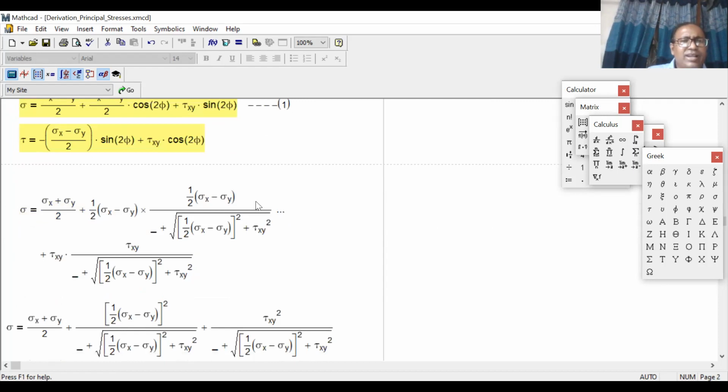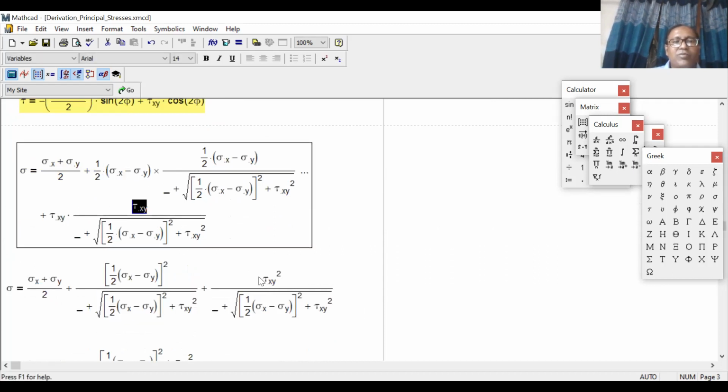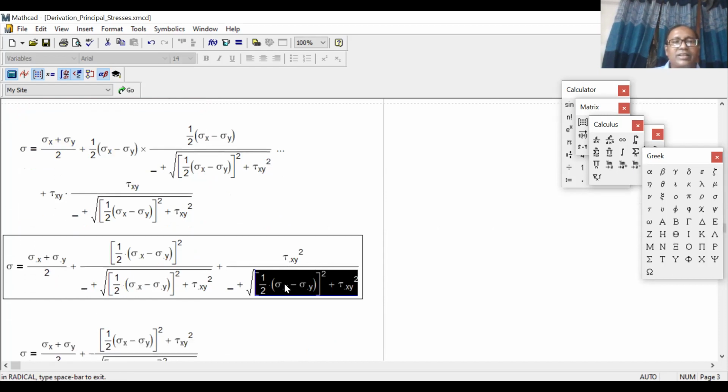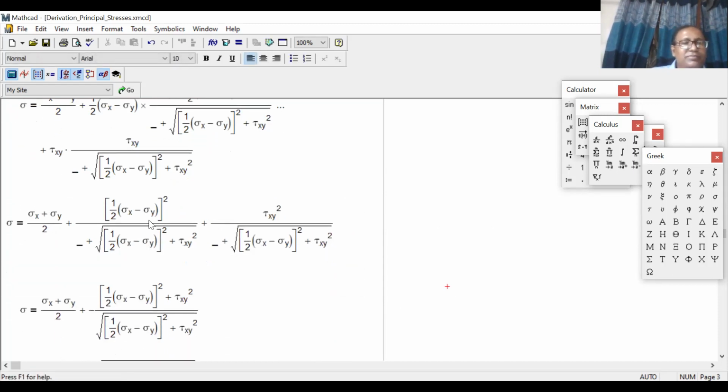This term and this term actually square. If this is x, that means x square. In the bottom, we are getting this one. So I put it like that: x square divided by the denominator. And similarly I write over here tau x into tau xy whole square, and in the bottom I am getting this one. Now you simplify. Then what is coming?